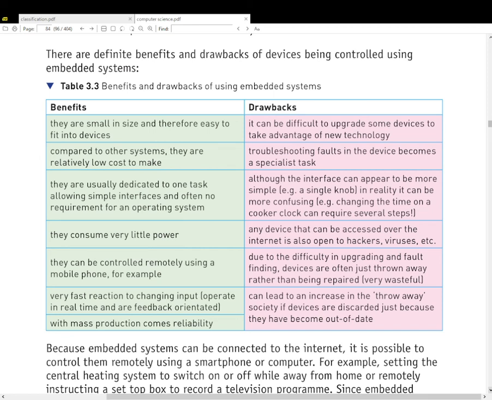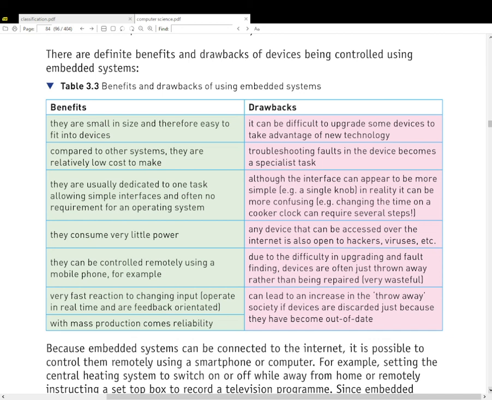Now, on the other side, we have the drawbacks. It can be difficult to upgrade some devices because you'll have to buy them. Sometimes troubleshooting to find problems is difficult. Although the interface can appear to be simple, in reality it can be more confusing for somebody who is just starting out. So those are some of the drawbacks that are there.